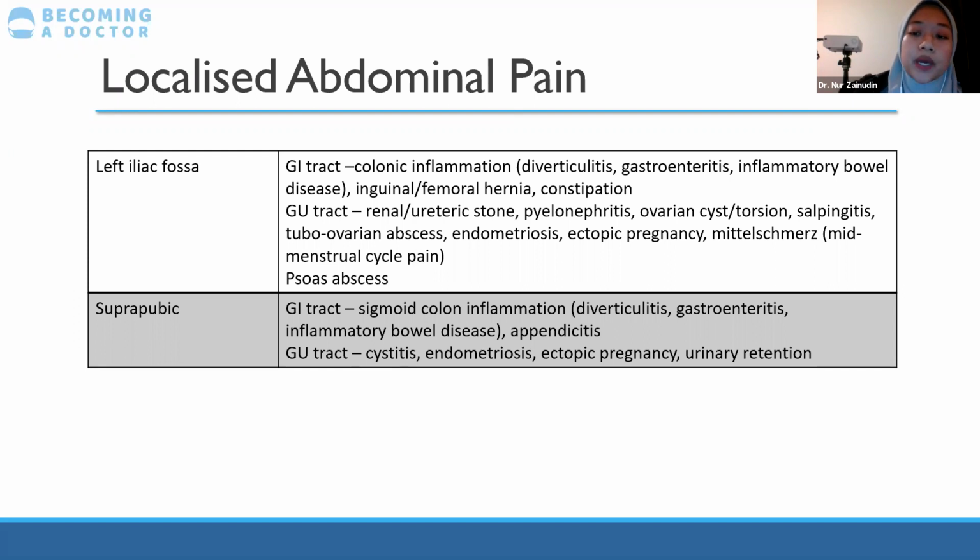And then suprapubic pain, don't forget the bladder. So we tend to forget when someone presents with lower abdo pain that some people might just have simple urinary retention. Putting in a catheter could solve everything.